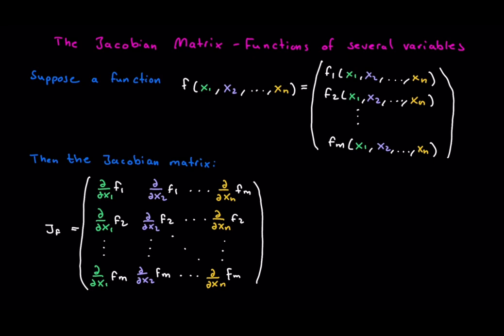Let's define it properly. Suppose f maps from R^n to R^m. In other words, it takes n inputs and produces m outputs. Write f of x1 through xn equals the vector bracket f1 of x1 through xn, f2 of x1 through xn, and so on up to fm. The Jacobian matrix of f is the m by n matrix whose entry in row i and column j is the partial derivative of fi with respect to xj. Rows correspond to output components. Columns correspond to input variables.